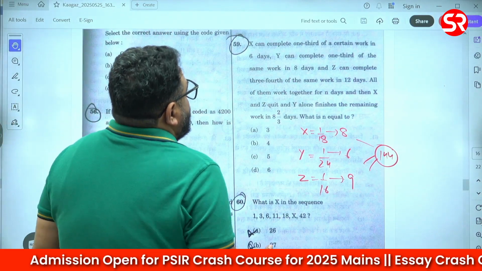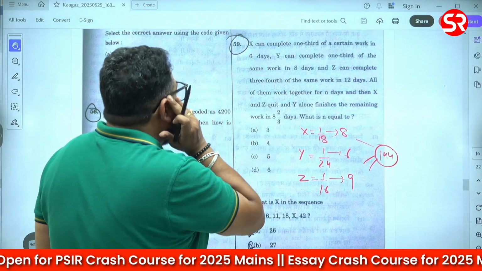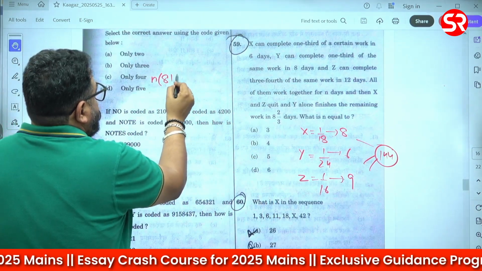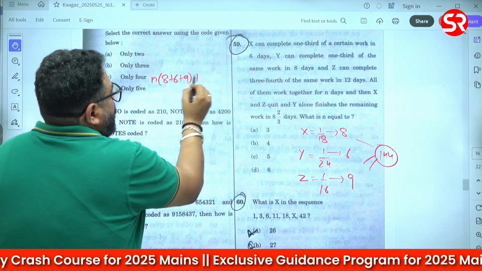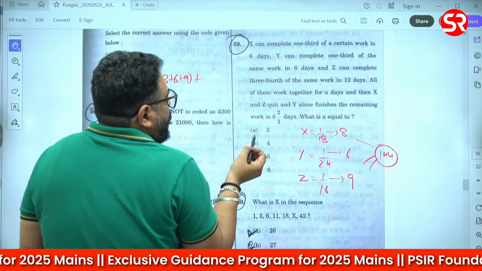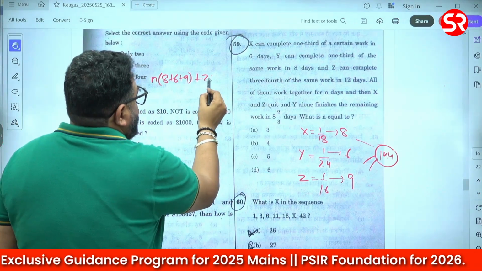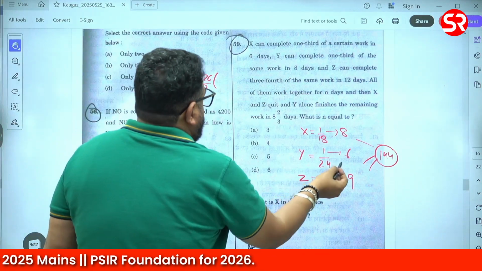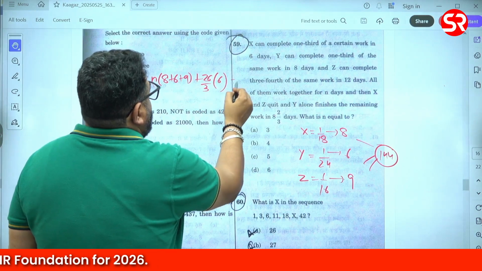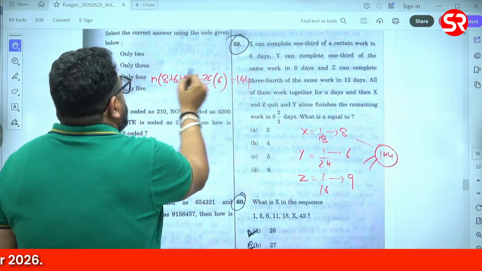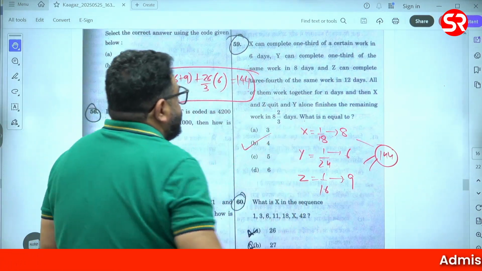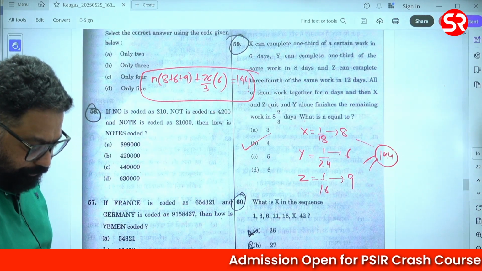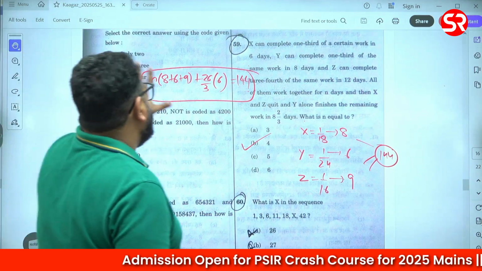He says all of them work together for n days. So n days come here, which is 8 plus 6 plus 9, and then X and Z quit, and बाकी जो है वो 26/3 का जो काम है वो Y ने किया है. Y was making per day is equal to 6. Solving this equation, we get n is equal to 4. चलेगा? चलिए, 59 done.